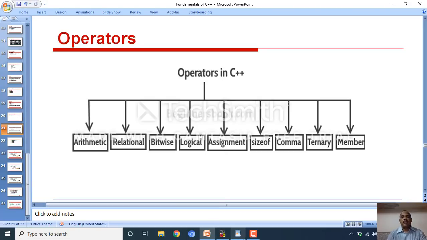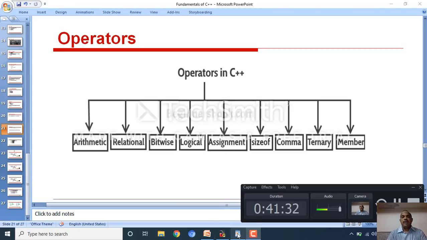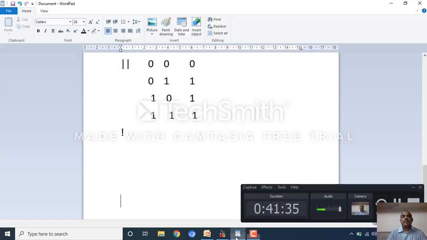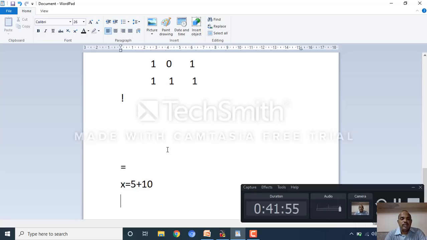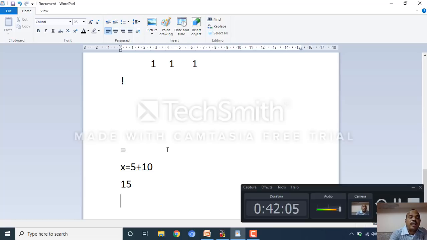The next one is the assignment operator. Simply equal to is an assignment operator. This is used to move the right side value into the left side variable. For example, here x equal to 5 plus 10. What is the value of x? Totally 15. Then 5 plus 10 equal to 15 is assigned into x. Clear all of you?